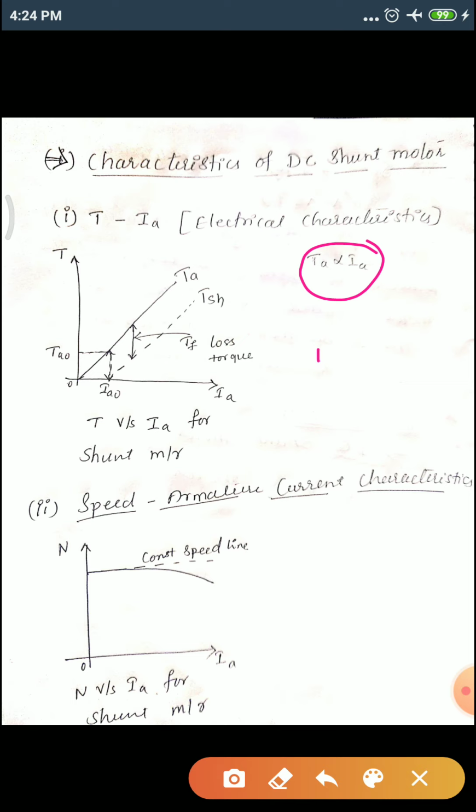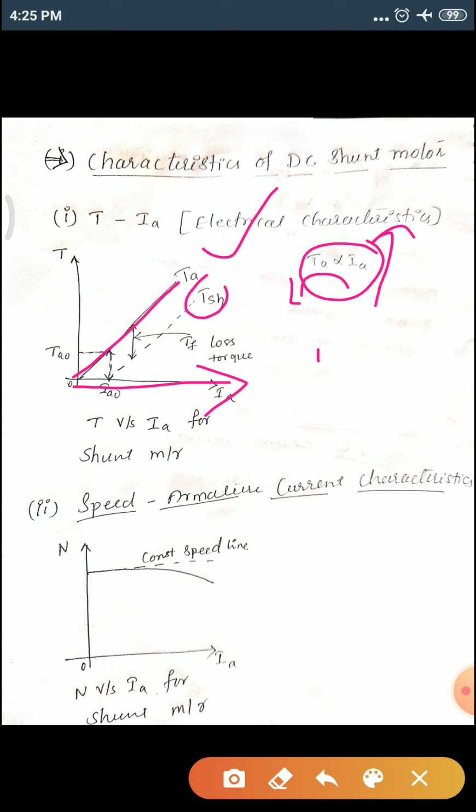We have already discussed this, right? TA is proportional to IA. What happens when you increase the loading? IA starts increasing. So when IA increases, torque also starts increasing linearly. That is what is shown here: the first one is the torque of armature, and the second one is the torque of shunt field.